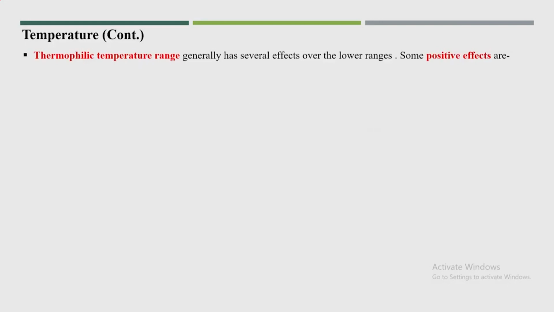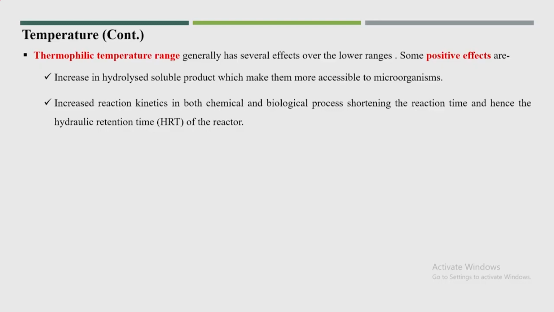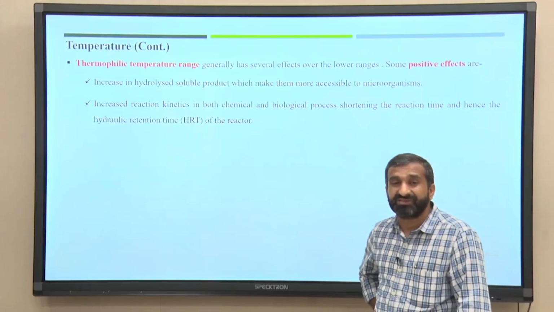Now, the thermophilic temperature range generally has several effects over the lower range. Some positive effects are an increase in the hydrolysis of soluble products, which makes them more accessible to the microorganisms. That is one very important benefit of the thermophilic temperature range. It also increases reaction kinetics in both chemical and biological processes, shortening the reaction time, hence the HRT of the reactor, the hydraulic retention time. This is also an important factor of the anaerobic digestion process.